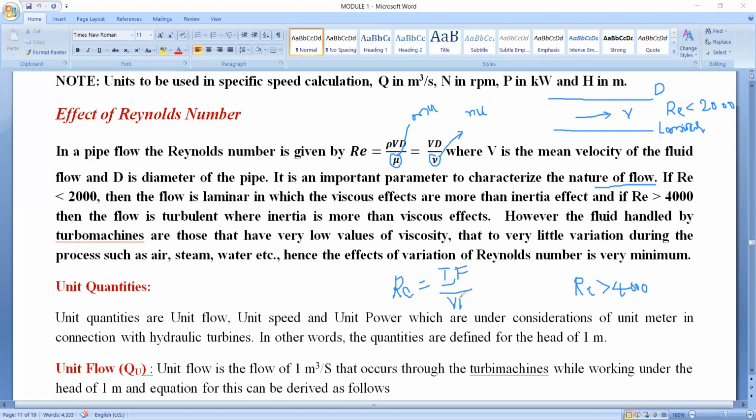To the viscous force. Okay. Now, if the Reynolds number is less than 2000, what does it represent? The effect of viscous force is more as compared to the inertial force. If the Reynolds number is more than 4000, then what does it represent? The effect of inertial force is more than that of the viscous force.